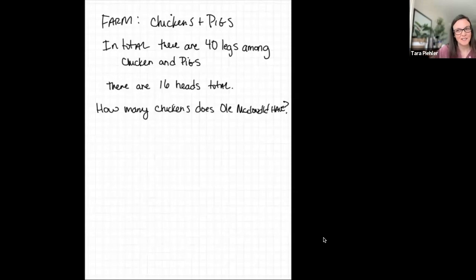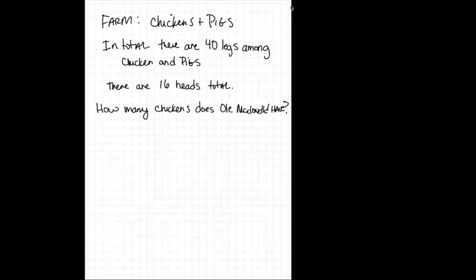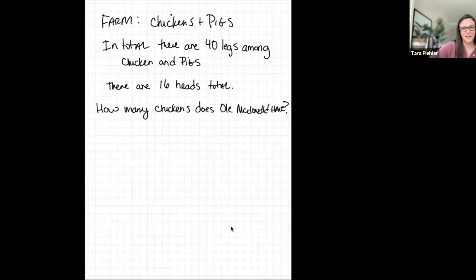Okay, so here's your riddle. You're going to go into breakout rooms. We have 40 legs and 16 heads. There are chickens and pigs. I want to know how many chickens Old MacDonald has. We're going to go to breakout rooms again. I'm opening them up.